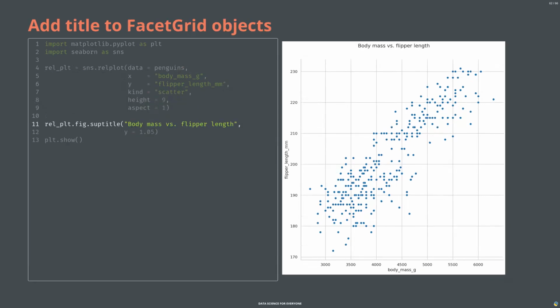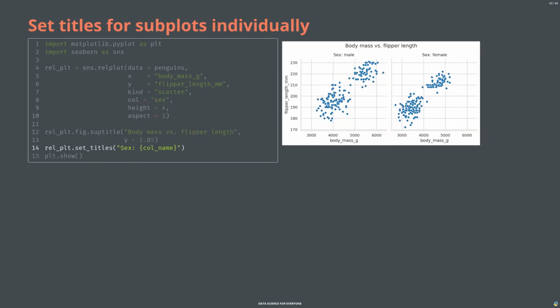On the other hand, to add a title to FacetGrid objects, we'll use the suptitle method. Similar to setting the title, we can use the y argument to move the title up or down. To change the titles of individual subplots, we use the set_titles method. If you want to include the variable name in each title, you can use curly braces to reference it by using the column name in curly brackets. In this case, we have customized the subplot titles to display the penguin sex.